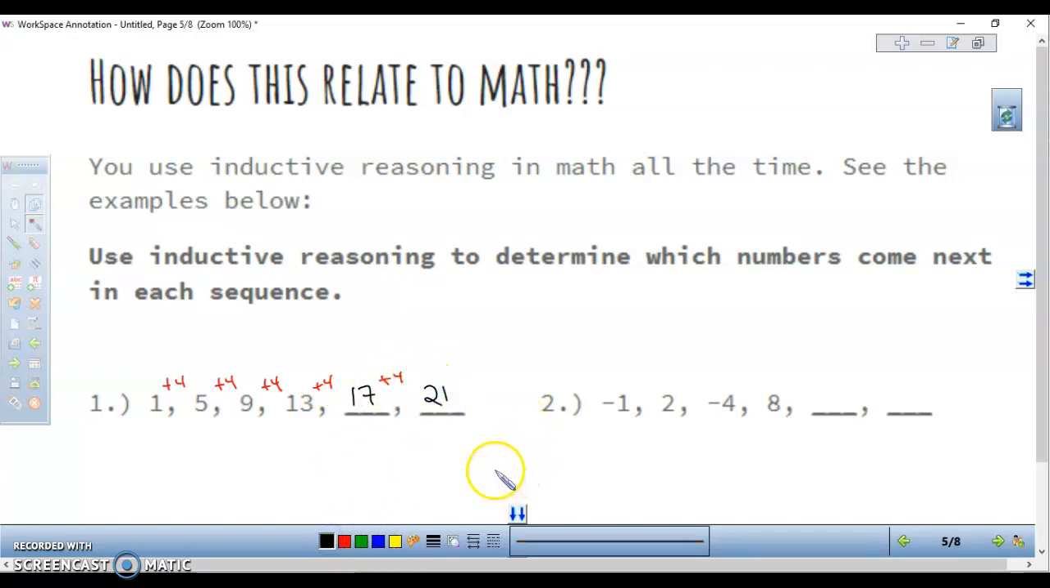So there you have it. That's a simple mathematical application of inductive reasoning. All right. So the next example, right? This one has a little bit more to it. It's not just simply adding something, but let's go ahead and observe the data.